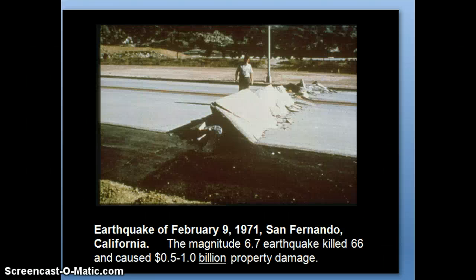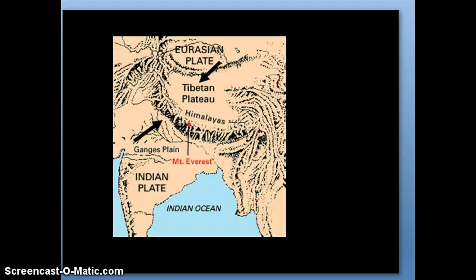And this is just a nice example of kind of compression here in San Fernando, California, as this piece of ground was moving toward each other. The Himalayan mountains are a result of compression faults.